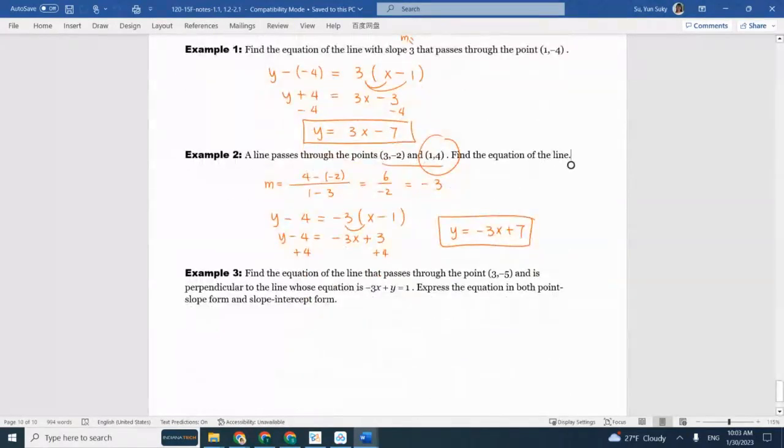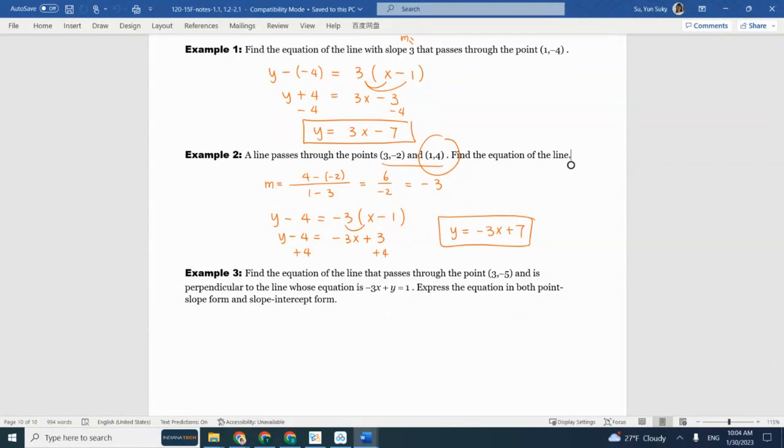If we are given 2 points, we first find the slope. Slope is change of y over change of x. Make sure the order matches. If you're using the second point's y coordinate minus the first point's y coordinate, then downstairs, second point's x coordinate minus the first point's x coordinate. Make sure the order matches. That is the slope. Then you pick one of the points. Which point doesn't matter. You end up getting the same slope-intercept form. Okay, everybody?